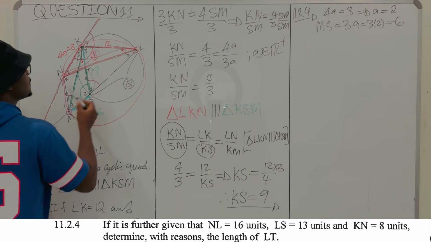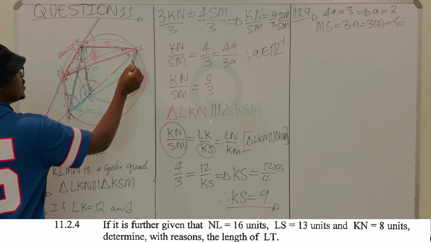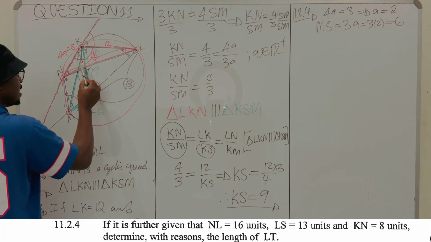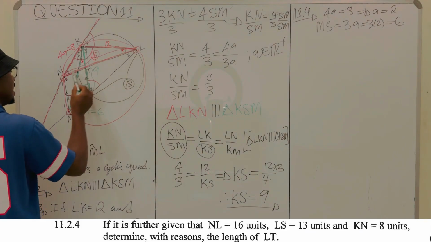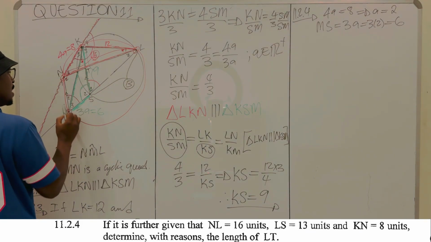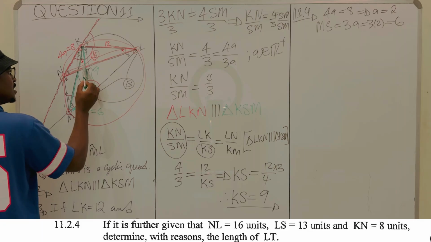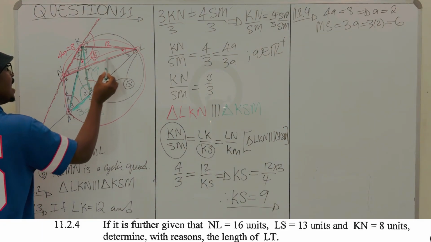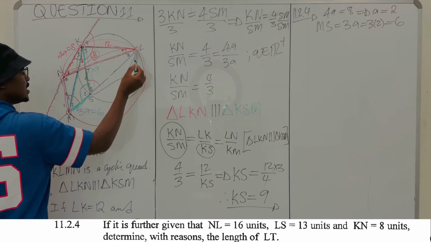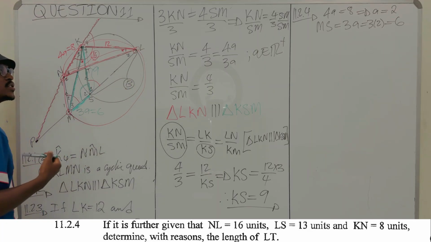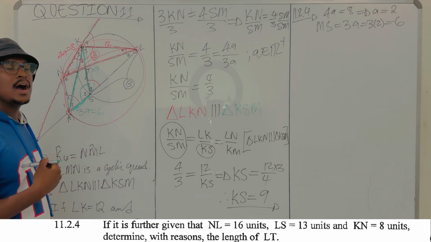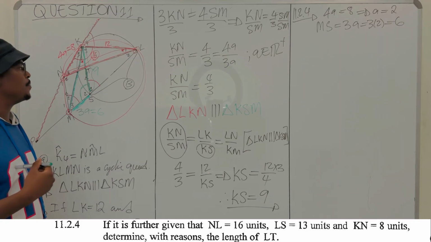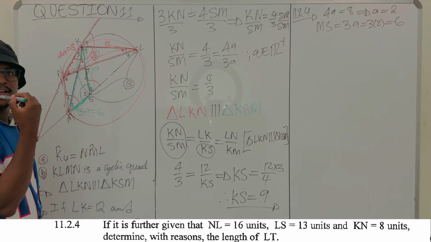Now look, you have triangle LTS and triangle LMN with these two sides being parallel. So this ratio of the entire side, LT over LN, is equal to LS over LM, because this is the proportionality theorem, because these two sides are parallel.